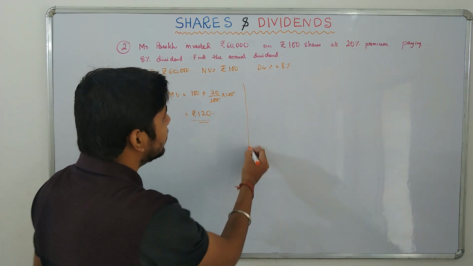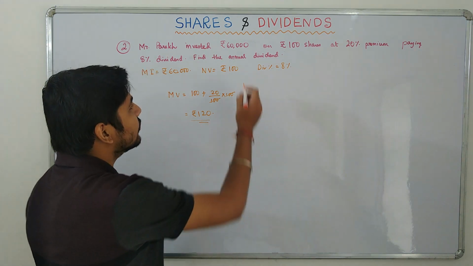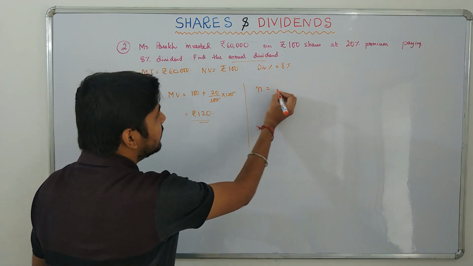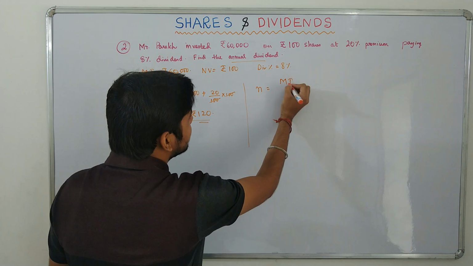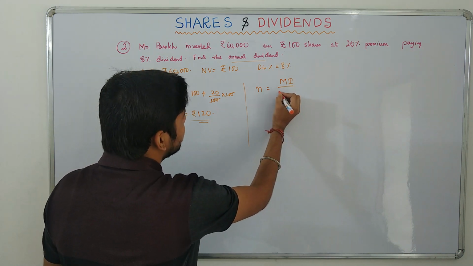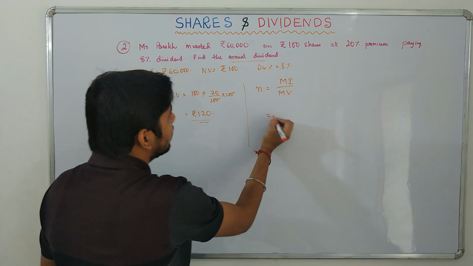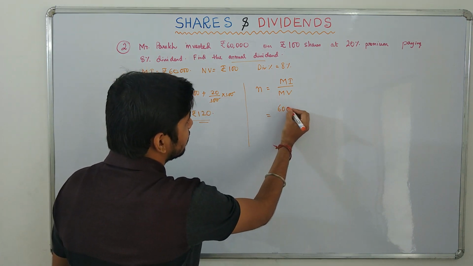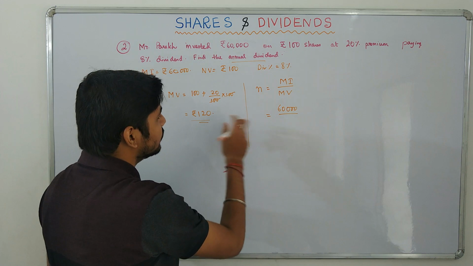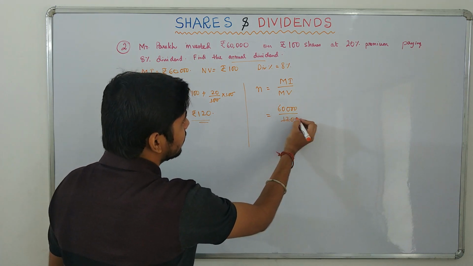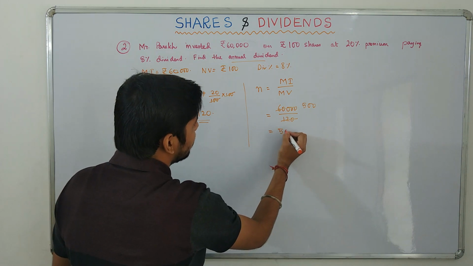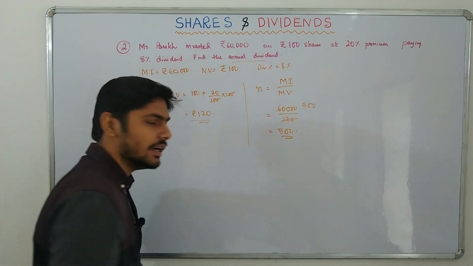Now we will calculate the number of shares, because we have to calculate the annual dividend. So number of shares N will be equal to total money invested divided by the market value. Total money invested is rupees 60,000. The market value is rupees 120 that we calculated. So we will get 500. So the number of shares bought is 500.